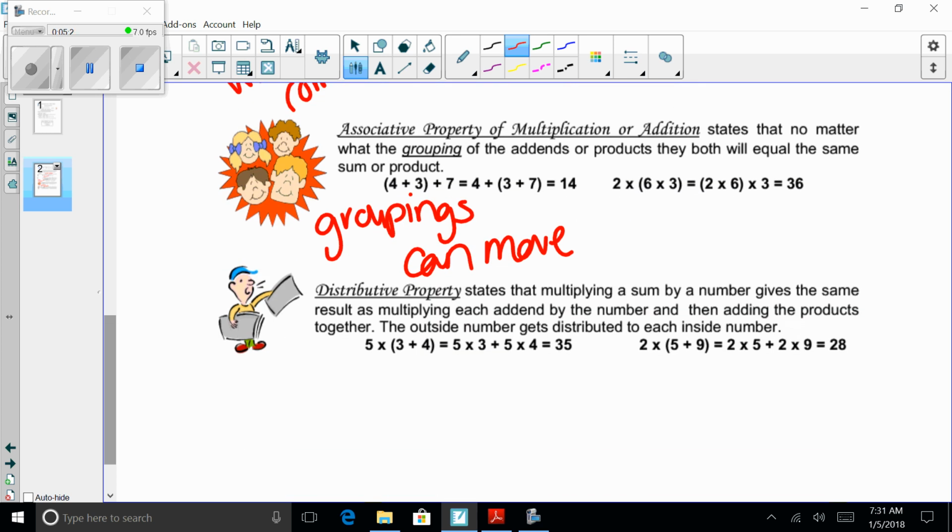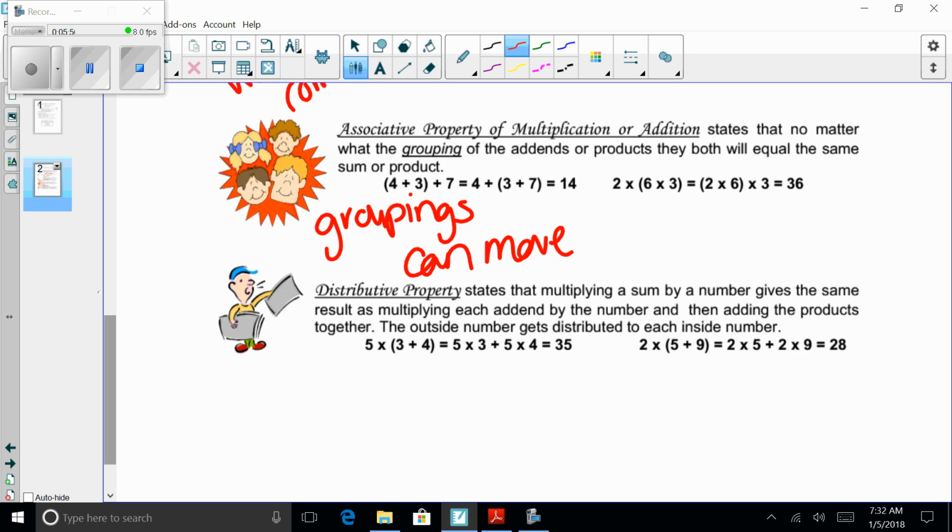Our last property is the distributive property, and this is a really important property because we're going to have to actually apply this property to simplify some products or some equations or expressions or inequalities that we get. And the distributive property states that multiplying a sum by a number gives the same result as multiplying each add-in by the number and then adding the products together. Okay, the number outside gets distributed to each number inside.